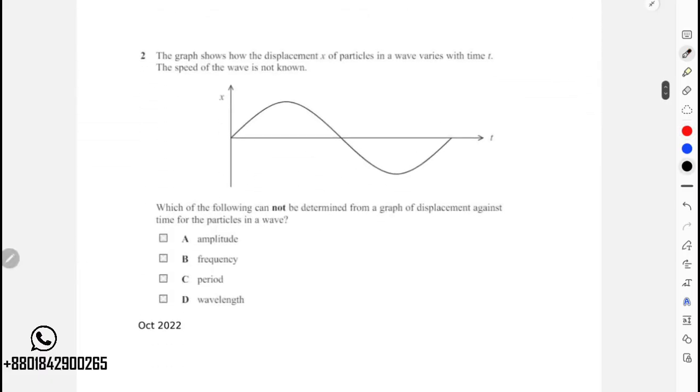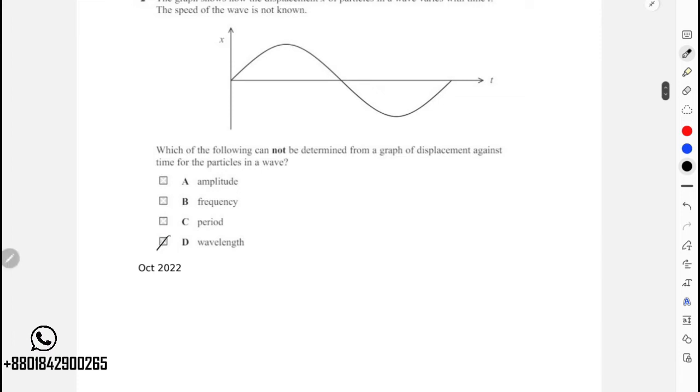This question, the graph shows how the displacement x of particles in a wave varies with time t. The speed of the wave is not shown, and which of the following cannot be determined from a graph of displacement against time for the particles in a wave? Okay, amplitude, frequency, period, they all can be calculated. Only wavelength cannot be calculated over here. So option D is the correct answer.